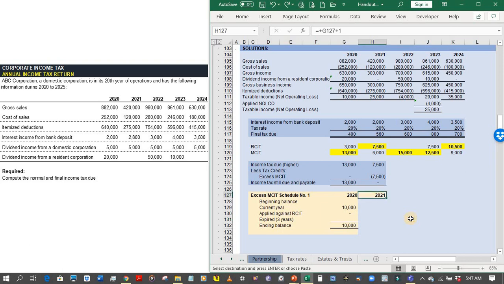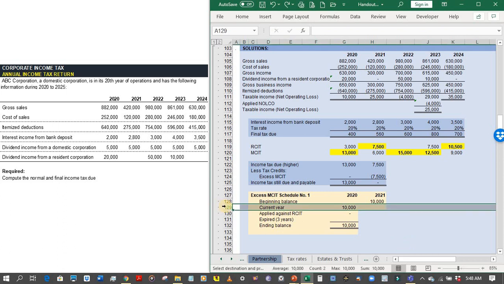Of course, in 2021, our beginning balance is 10,000 pesos. This is the ending balance in 2020. Then since the MCIT is lower in 2021, there will be no current year excess MCIT because this section is only increased if MCIT is higher than RCIT.